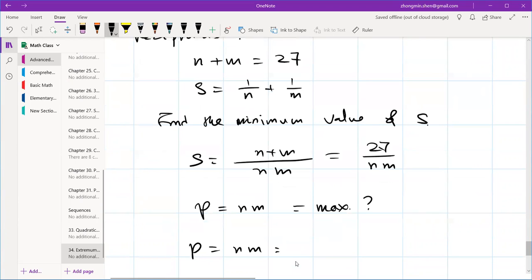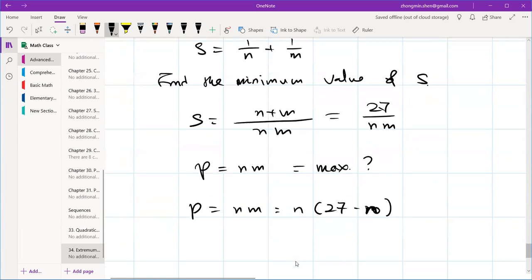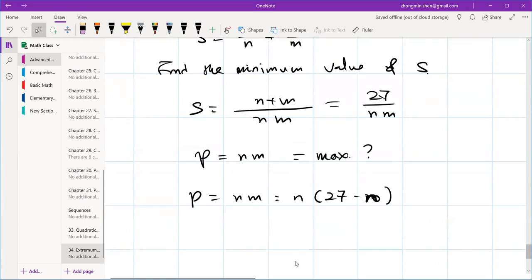So P is going to be N times M, but M is going to be 27 minus N. So you get a quadratic function, but be careful. N is an integer, okay? N is 1, 2, all the way to 26. Cannot be 0, okay? So among all the 26 numbers, you are going to find the maximum value.